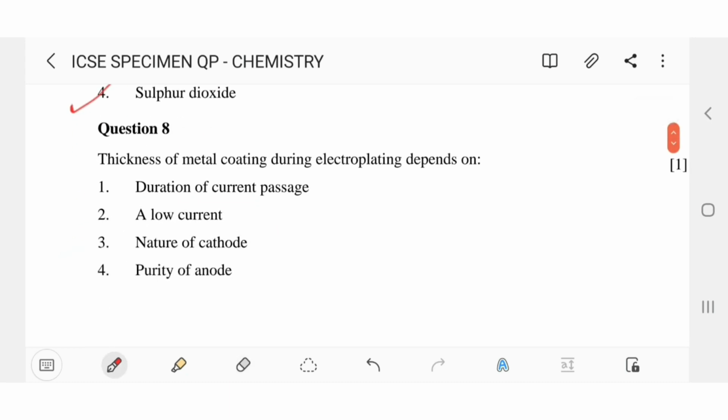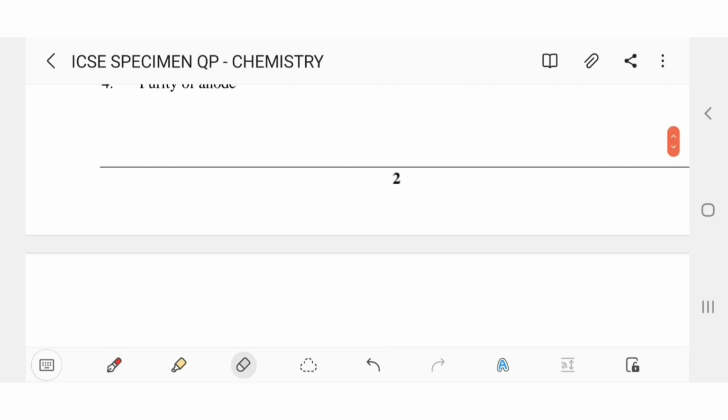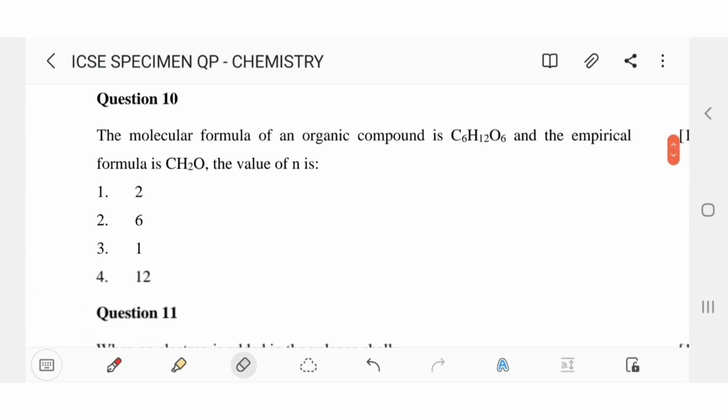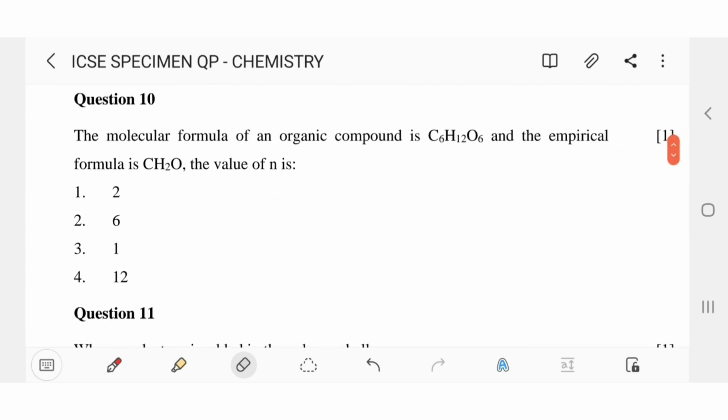Now, question number 8. Thickness of a metal coating during electroplating depends on the duration of current passage. Question number 9. Ionic bonding is seen in methane? No. Hydrogen? No. Ammonia? No. Sodium oxide? Yes. Question number 10. The molecular formula of an organic compound is C6H12O6 and the empirical formula is CH2O.